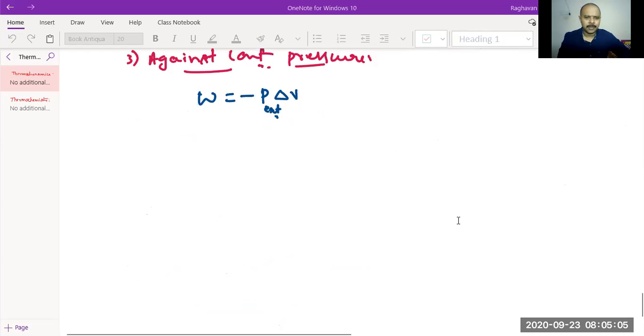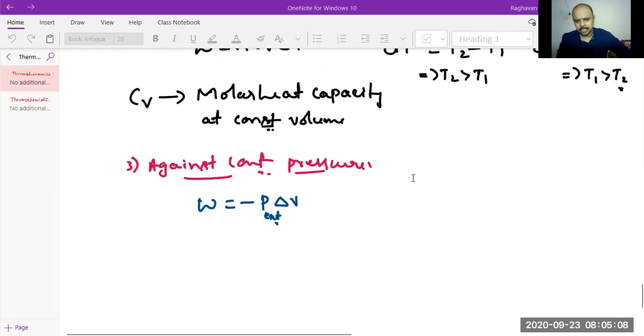And if a gas is being expanded or contracted against a constant pressure and at a constant temperature, then W is equal to minus P external into delta V, which also can be used to calculate work done. Then we had this, one second.